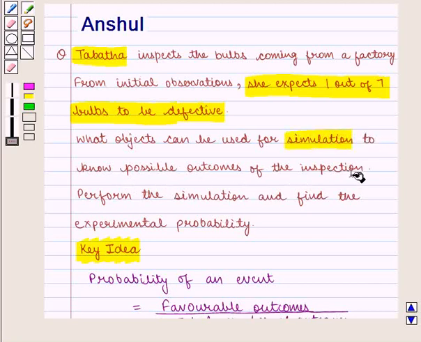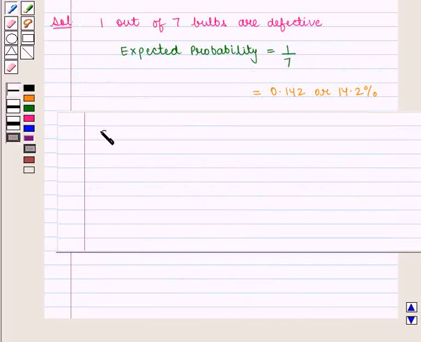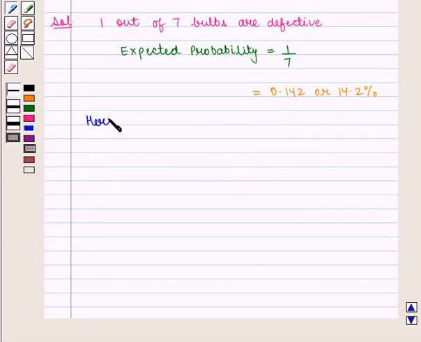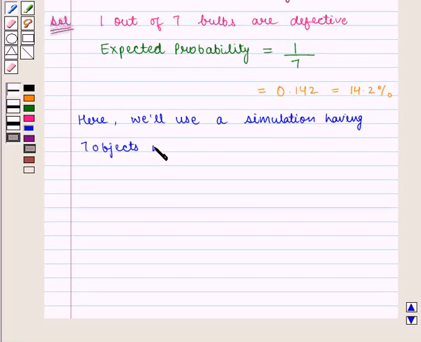And here in this question, we need to find what objects can be used for simulation to know possible outcomes of the inspection, and we need to perform the simulation and find the experimental probability. Here we should note that simulation is an imitation of a real object or situation. So here, we'll use a simulation having 7 objects where 1 out of 7 objects represents a defect.